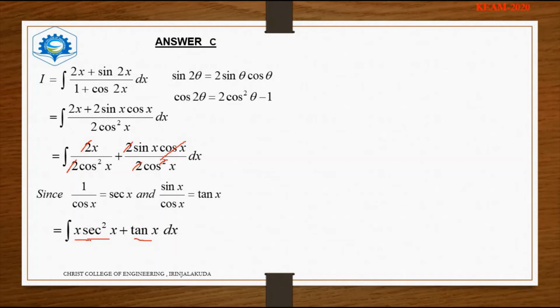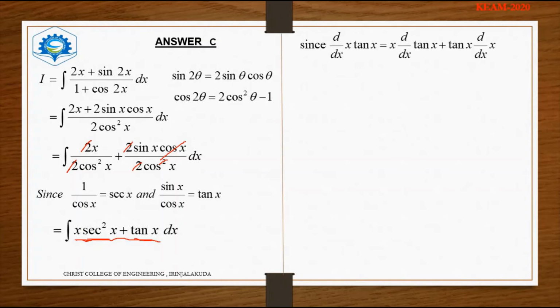But if you look closely, there is a relation between x secant square x plus tan x. I will tell you exactly what it is. Now, differentiate x tan x using product rule. It is first function into differentiation of second function plus second function into differentiation of first function. Now what is that exactly? x secant square x plus tan x. See, I told you there was a relation between x secant square x plus tan x, which is nothing but the derivative of x tan x.